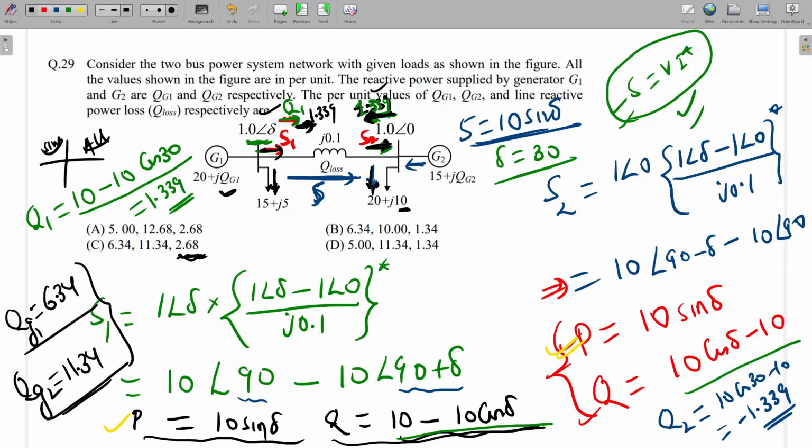Clear, sir. Thank you, sir. You explained in a simple manner, sir. Yes, you don't need to remember any formula. Just this VI conjugate you should remember.